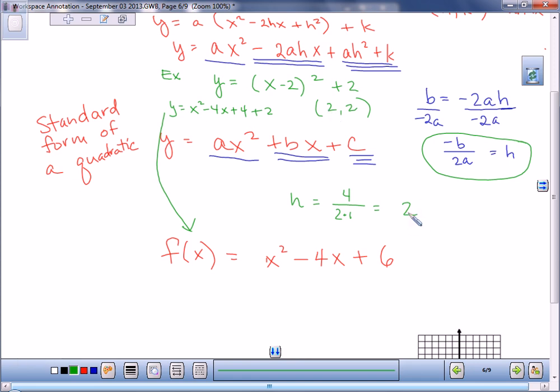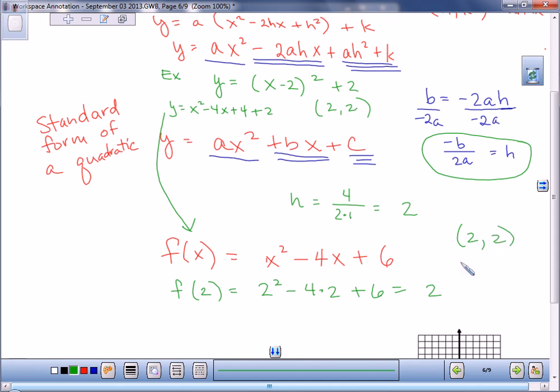How would I find the y value at the vertex if I knew the x value? Plug it in. So do f of 2. And so we'd get 2 squared minus 8. So 4 minus 8 is negative 4, plus 6 is 2. So we get the vertex 2, 2. Did I get the same thing? You see how it works?